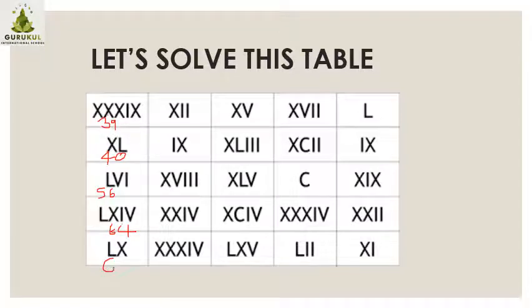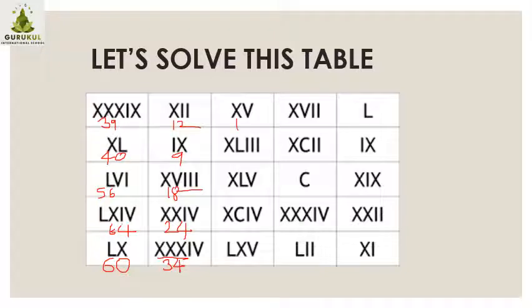Okay. Now next is LX. That means 50 plus 10, it becomes 60. Now this is XII. X means 10, II means 2, so it becomes 12. Now this is IX. 10 minus 1, so it is 9. Now 10 and this is 8, so it is 80. This is XX, 20. IV means 4, so it is 24. Now here XXX means 30, IV means again 4, so 34.